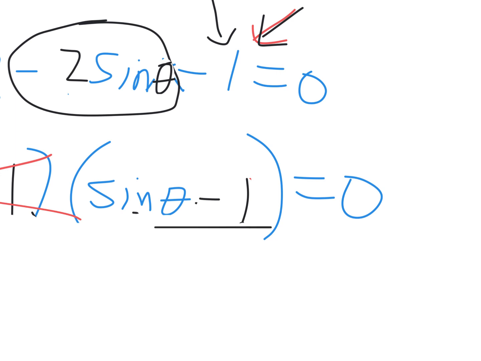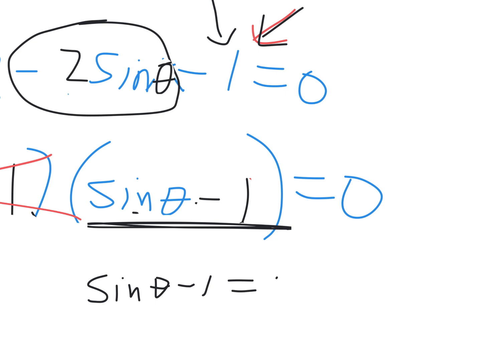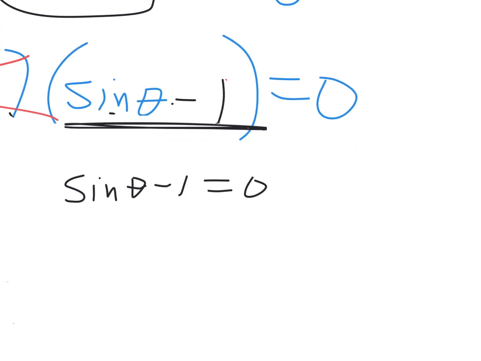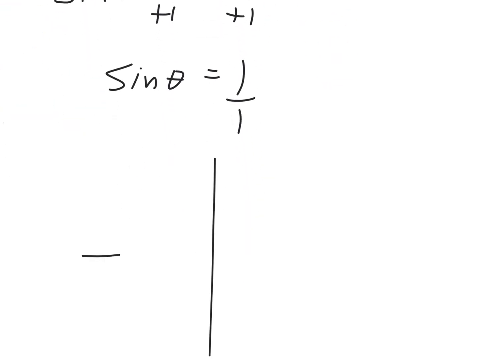If you were lost, this part has to equal 0. So you're right, sine theta minus 1 needs to equal 0. And then you would add 1 to both sides. Sine theta equals 1. And then you realize you got two sides, 1 and 1. And then you're like, wait a minute, we did that earlier this hour. That's one of those quadrantal spots.